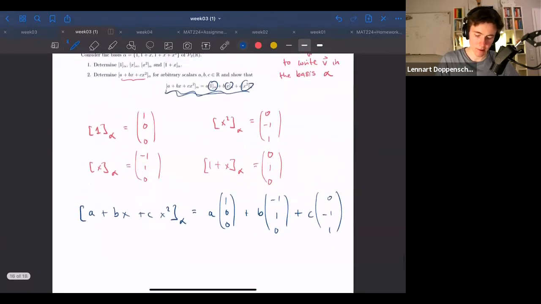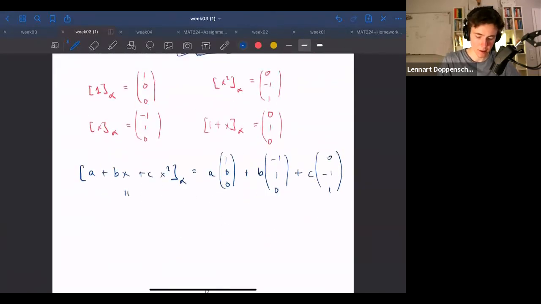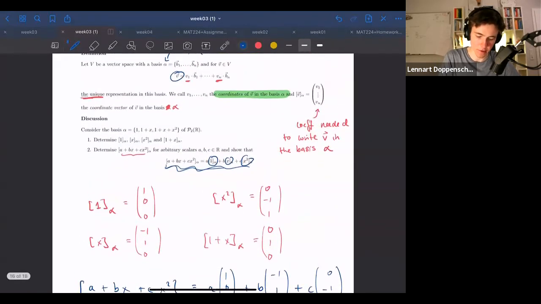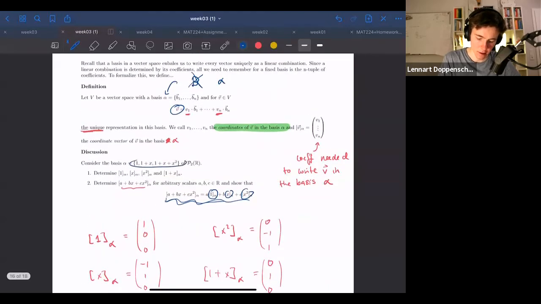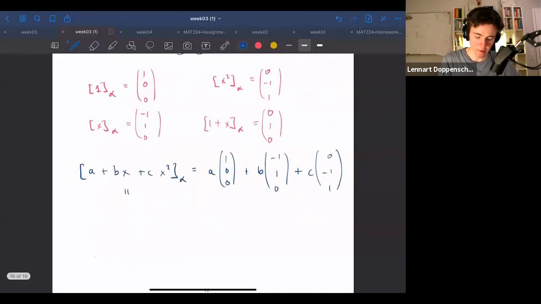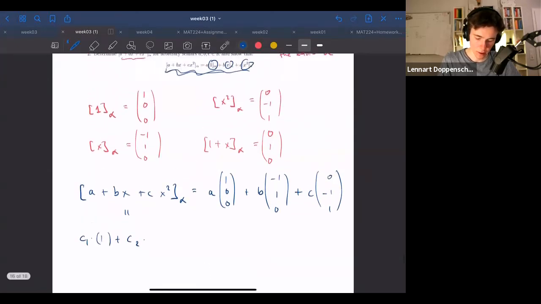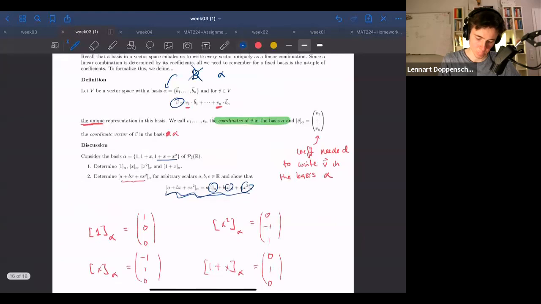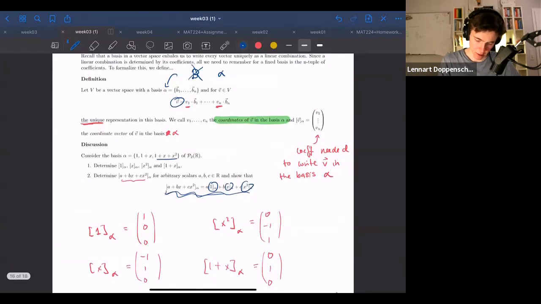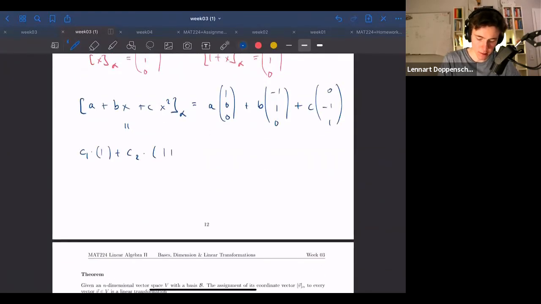Now technically we would have to rewrite this in terms of these basis elements. So we'd have to find some coefficients. Let me use C1 times 1 plus C2 times (1 plus x) plus C3 times (1 plus x squared).